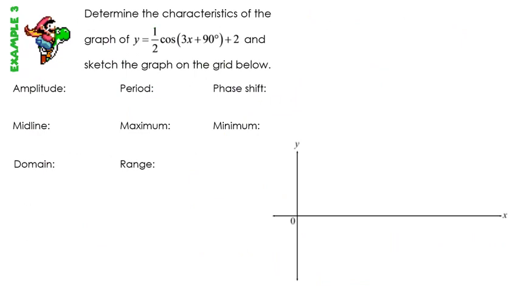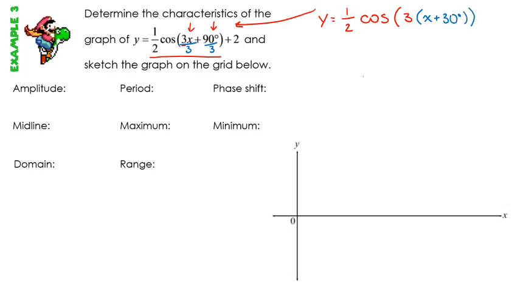Example 3. Determine the characteristics of the graph of y is equal to 1/2 times cos of (3x plus 90 degrees) plus 2. So first thing we actually have to do is, inside the function, we've got this 3x plus 90. We actually have to factor out this 3 just so that we can split up our b and our c values. So if I rewrite it over here, I've got y is equal to 1/2 times cos. And inside the function, we're going to factor out a 3, which means that we're just dividing 3x and 90 by 3. So you're going to get cos of 3 times (x plus 30 degrees). And then our d value at the back stays as a +2.